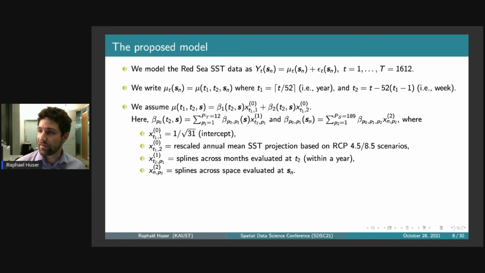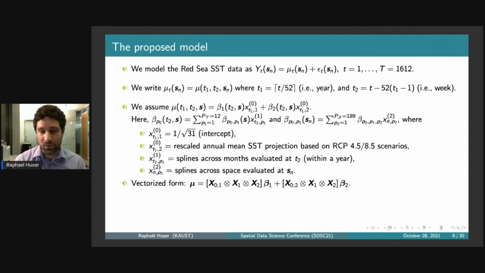But then you see these regression coefficients here actually depend also on T2 and S. So we depend again on the week and depend on space. And we model them further in terms of splines. So we take 12 splines in time to model the seasonal pattern and 189 splines over space to model the spatial variability. So overall, we have about 2,000 parameters to estimate just for the mean structure. So that's quite a lot, but we also have a big data set. So that's something that can be done. And fortunately, the mean vector can be represented in this matrix form with Kronecker products, and this makes computations easier. So that's for the mean part.